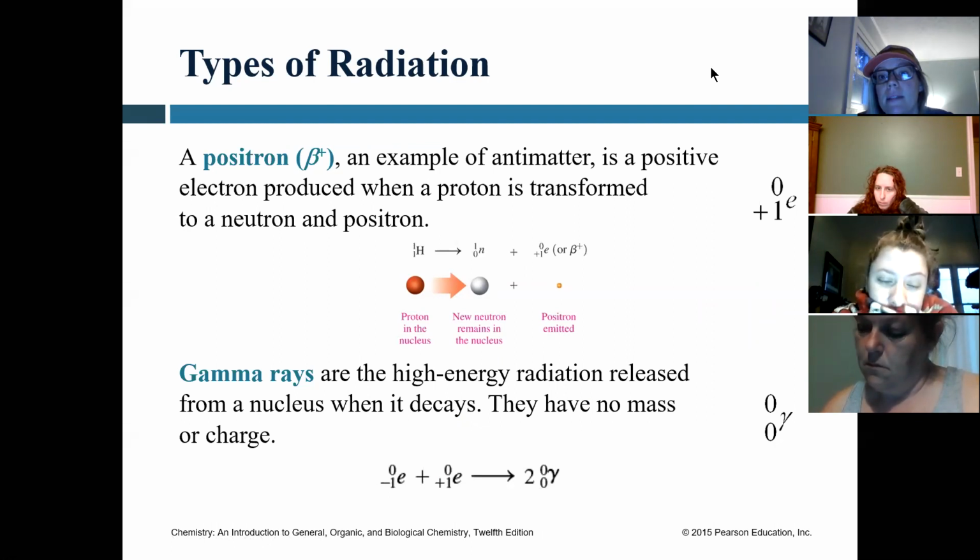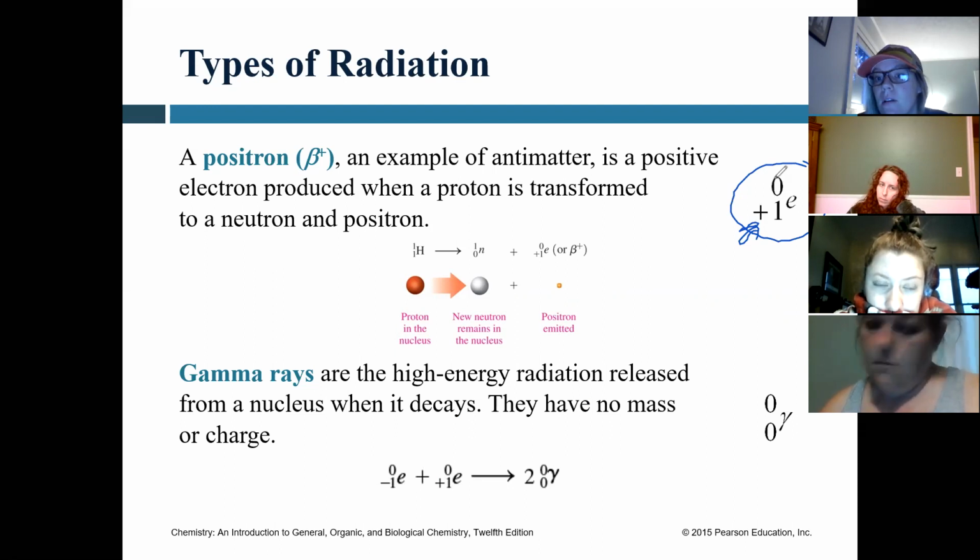So let's look at the symbol for that. It's also got the e symbol, so it's like an electron, but the shift happens down here. It says we have a +1, so we do have a +1 charge, but we don't have any mass. So we're just sort of a positive charge floating around. So it's kind of a new concept for you guys.